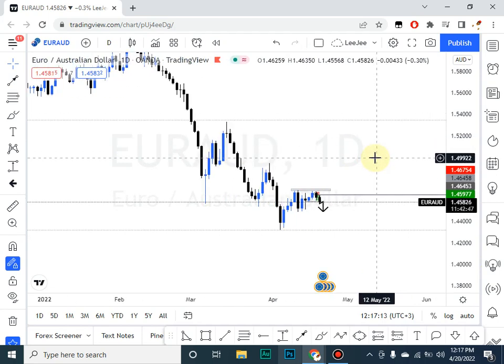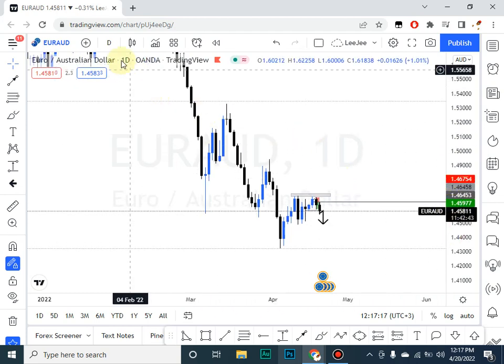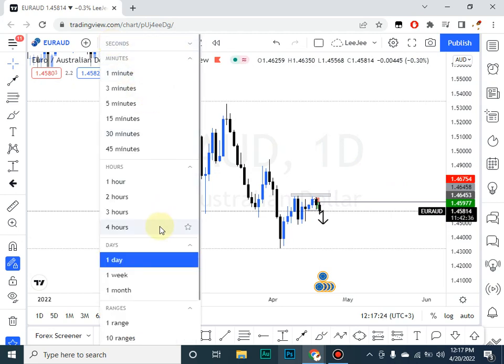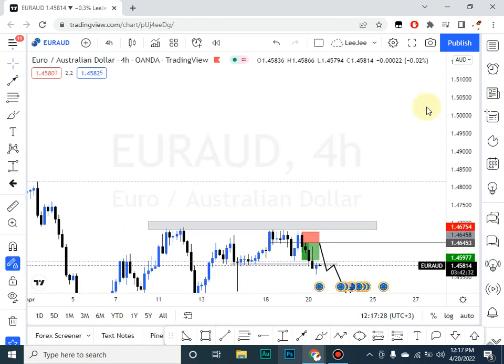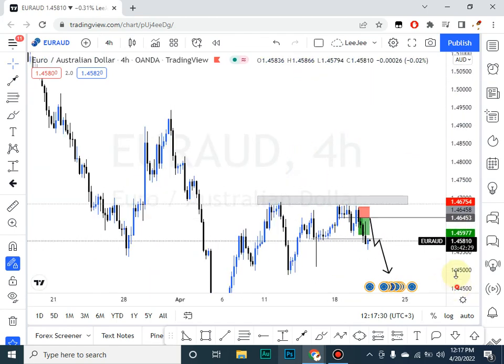So when the market's moving up, we look for buys. When the market is moving down, we only look for sells. Okay. So now that the daily has shown us that it's moving down, we now start looking for sell entries. Now we go down to the 4-hour chart. So this is the trade that I took yesterday.